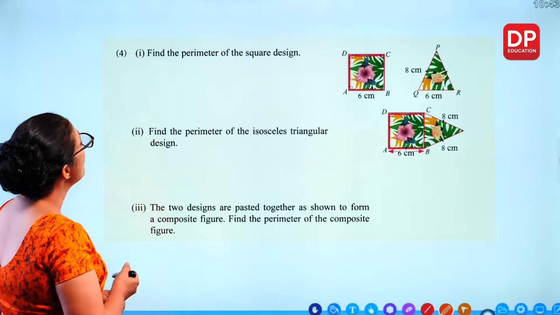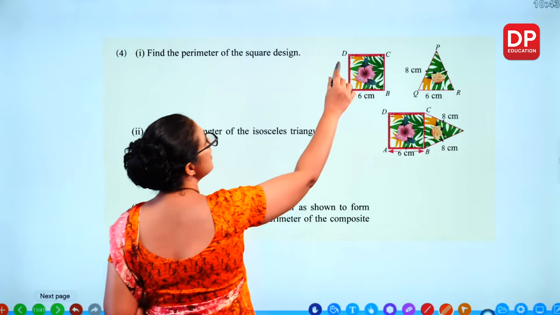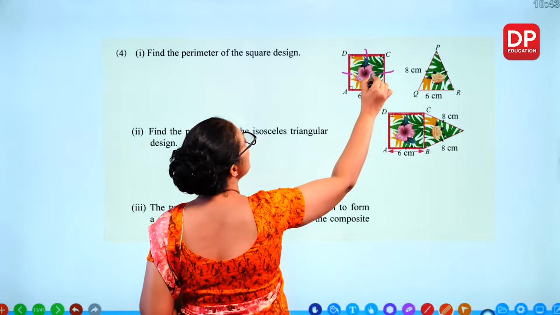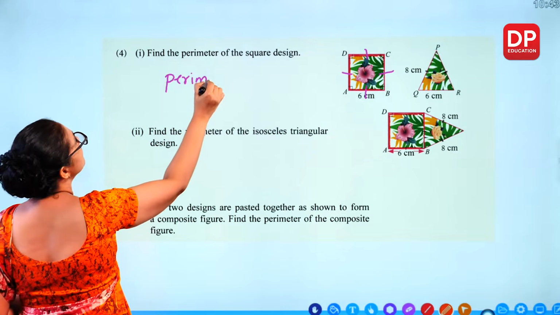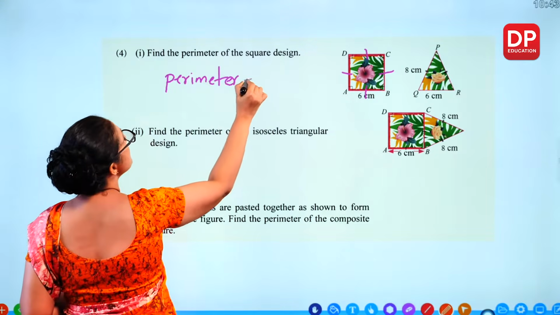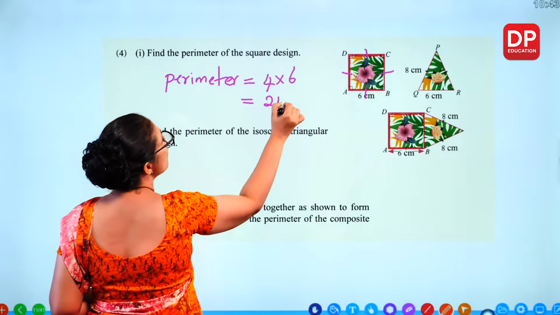Question number 4. Find the perimeter of the square design. So this is the square. So all sides are equal. So what's the perimeter? 4 times one side. 4 times 6, 24.